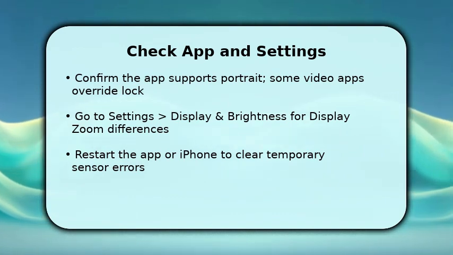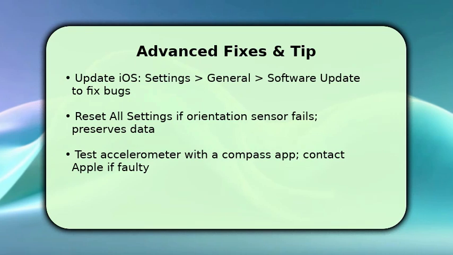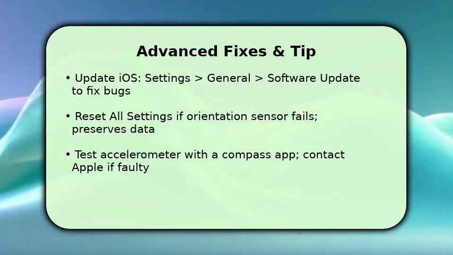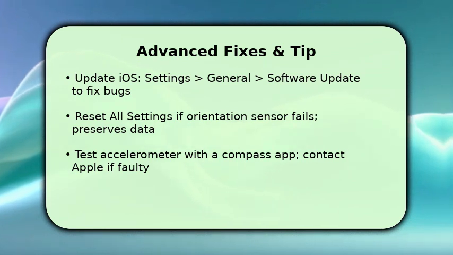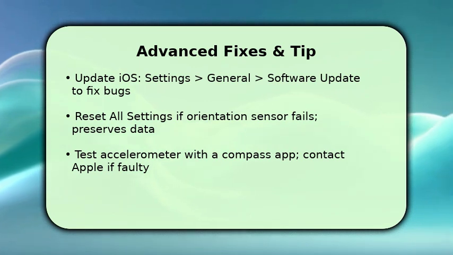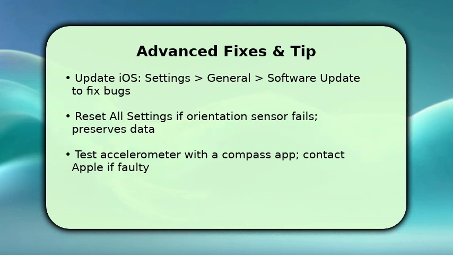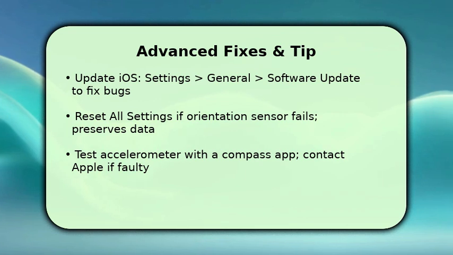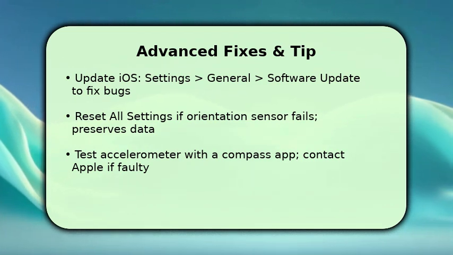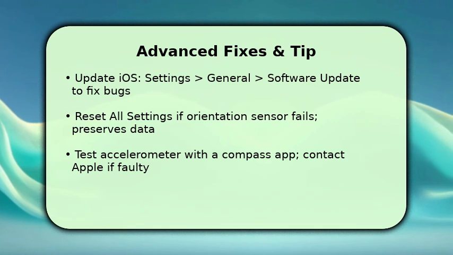Finally, apply advanced fixes if rotation still misbehaves. Update iOS to the latest version because fixes for orientation bugs arrive in software updates. If updates don't help, reset all settings to return orientation-related configs to defaults without erasing content. Make sure to test the accelerometer with a compass or diagnostics app to confirm hardware issues. If the sensor fails, contact Apple support or visit a service provider. Troubleshooting tip: if the compass or calibration apps misread, a hardware repair is likely needed.